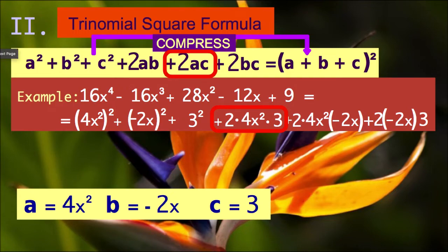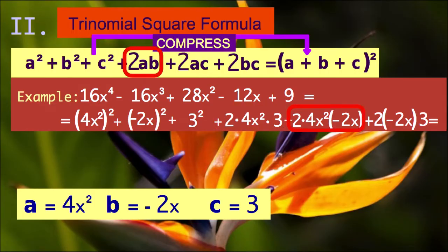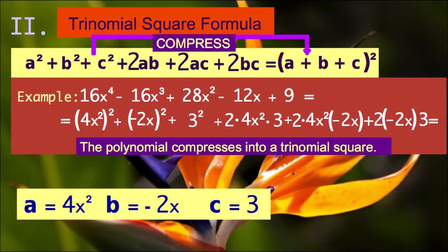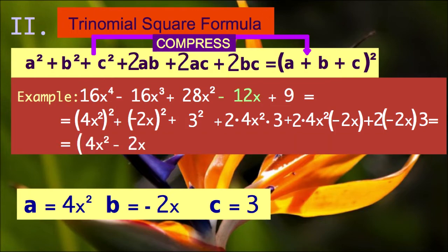So AC is represented as 2 times 4x squared times 3. AB is seen to be represented as 2 times 4x squared times negative 2x. And BC is represented by 2 times negative 2x times 3. Thus, we can compress the polynomial into a trinomial square: the quantity 4x squared minus 2x plus 3, everything squared.